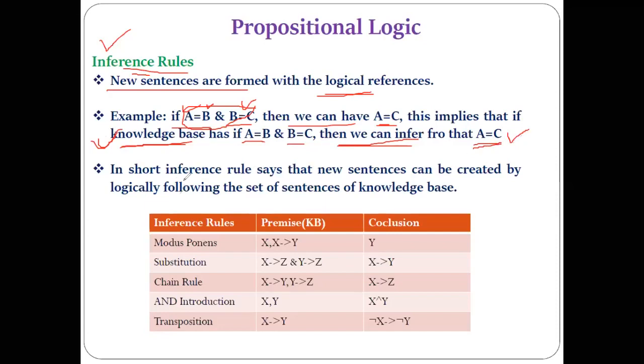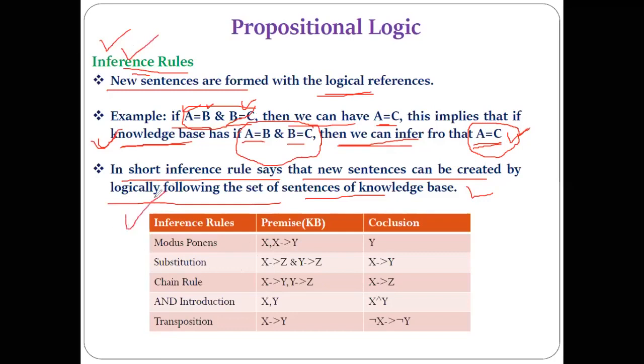Yes, sir. So in short, inference rules say that new sentences can be created by logically following from the set of sentences in the knowledge base. Here the new sentence generated is A equal to C. From which sentences? A equal to B and B equal to C. Correct? And how have we generated this new sentence? With the help of inference.